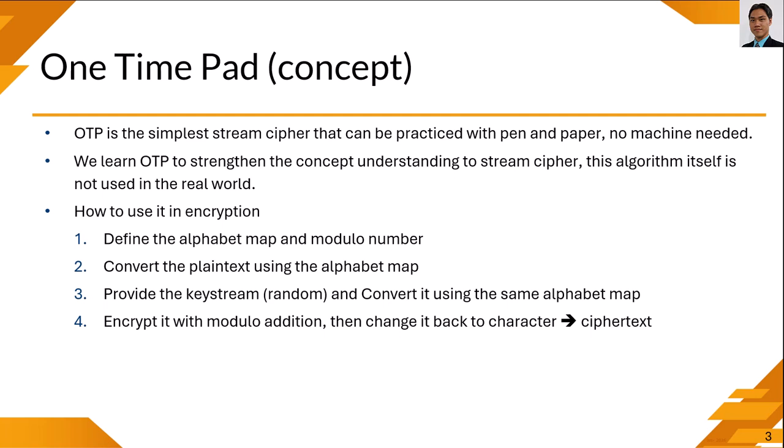Now, how to use it in encryption? There are a few steps. First, we define the alphabet map and modulo number. Then we convert the plain text using the alphabet map. Then we provide the key stream. The best is random. And convert it using the same alphabet map. Then we encrypt it with modulo addition and change it back to characters. Then it becomes the ciphertext. So we're going to use modulo addition, but in essence, mathematically, it's almost the same as the XOR function.